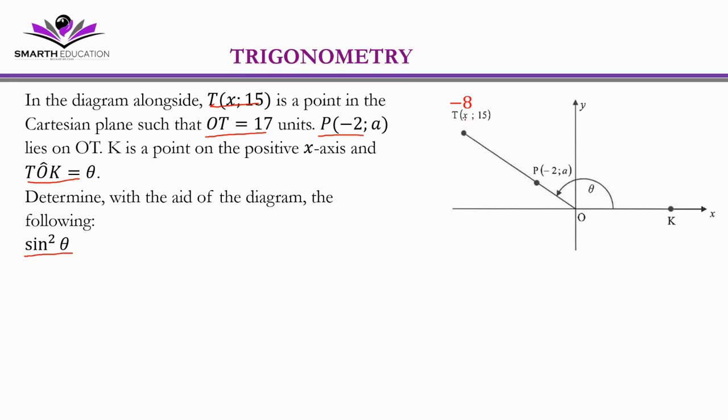We managed to find x here, and remember we said that sine theta is equal to y over r, cos theta is equal to x over r, and tan theta is equal to y over x. Right, what is sine squared theta now?